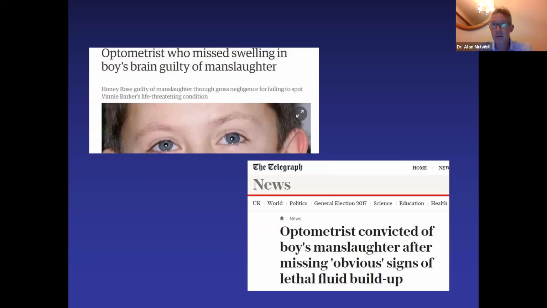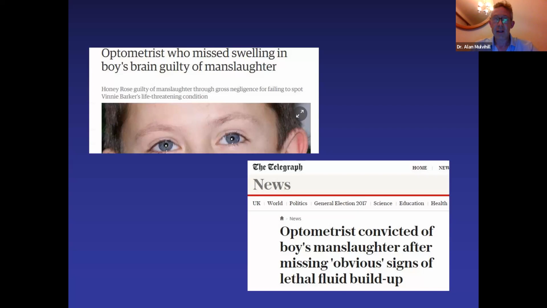In the UK, about 10 years ago now, there was a case that was in the media a great deal. An optometrist, so that's a high street optician, as opposed to an ophthalmologist, was convicted of manslaughter when they missed papilledema in a child. And this got a lot of attention, especially in optometrists. In the UK, optometrists can examine patients and deal with certain problems, and they refer a lot to ophthalmologists, but they deal with a lot themselves.